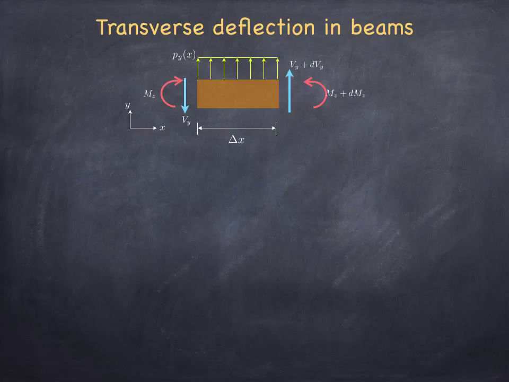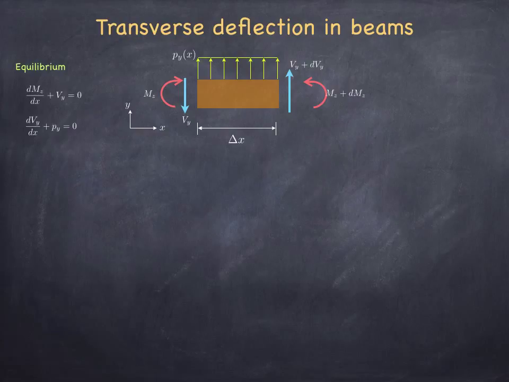Once we have this picture, we can write down the balance of moment and the balance of forces for this little segment. These are simply dMz/dx plus Vy is equal to 0, and dVy/dx plus Py is equal to 0. These are the two equations we have. The first one is the moment equilibrium. The second one is the force equilibrium in the y direction.